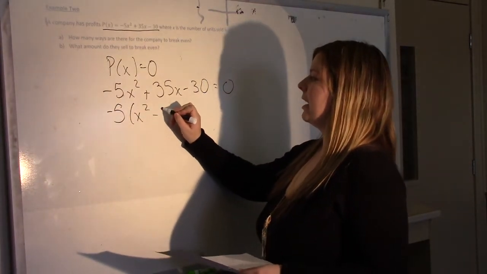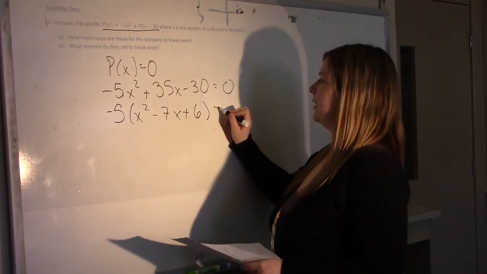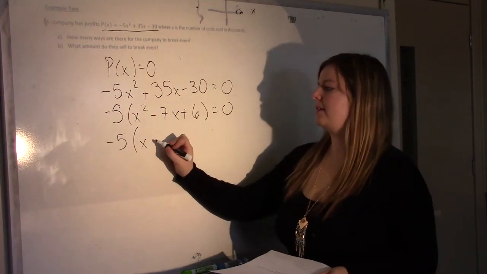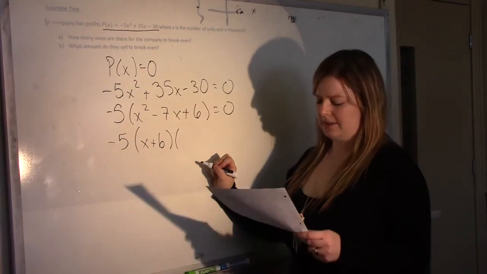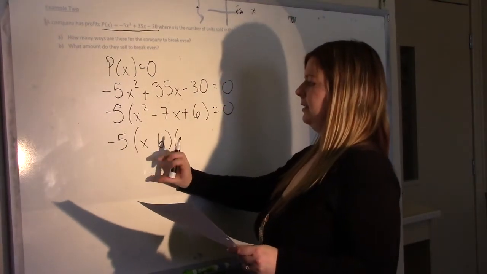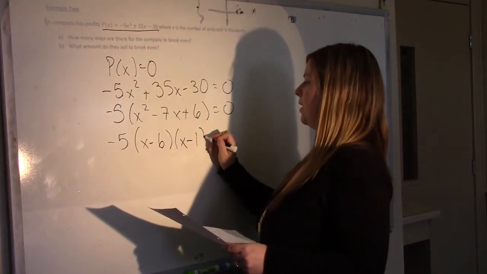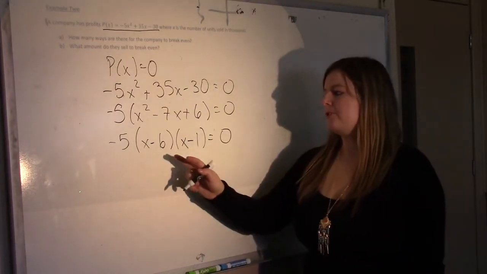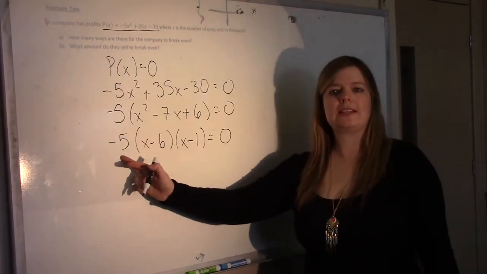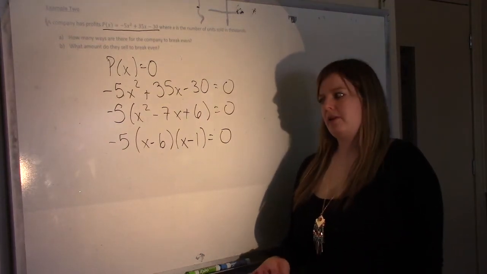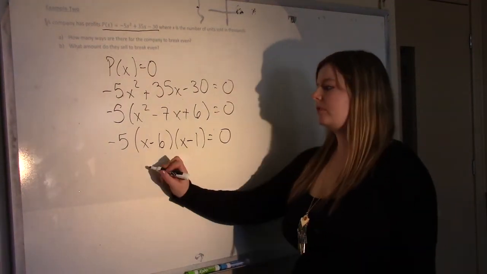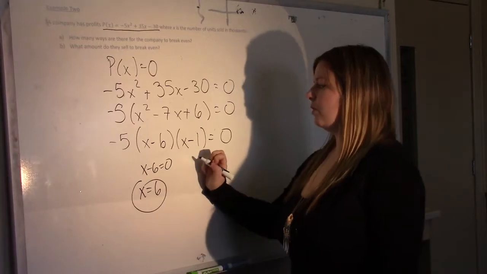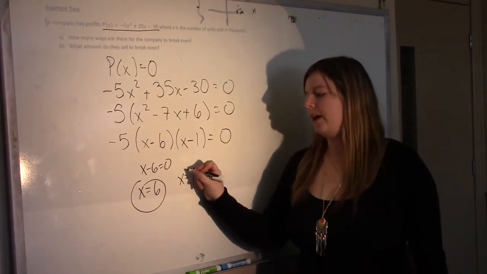So you're left with x squared minus 7x plus 6 equals 0. Then you're left with x minus 6 and x minus 1, since -6 and -1 multiply to 6 and add to -7. Then you set each of these factors equal to 0. You don't need to set this -5 equal to 0 because it's just a number. If there were an x out there, you would have to. So x minus 6 equals 0, which gives you x equals 6, or from here, x would equal 1.